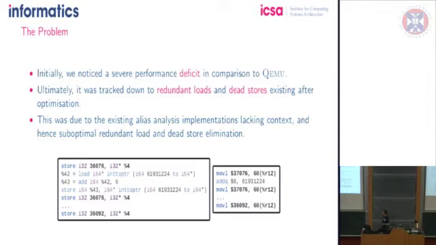So now I will talk about the problem. Firstly, we noticed a severe performance deficit in comparison to QEMU. That's a problem because we want to be better than QEMU. We want to be much better. Ultimately, we tracked it down to redundant loads and dead stores still existing after we'd run all of the standard optimizations.